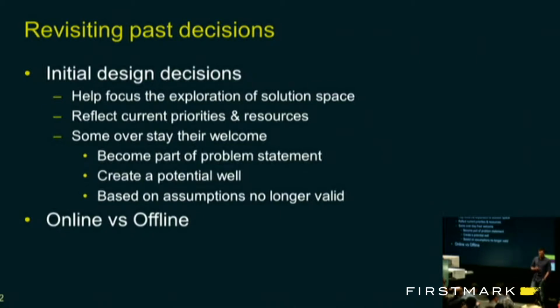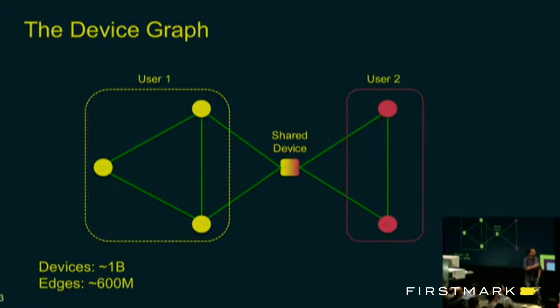We encountered this when we were dealing with our device graph. And here's probably my only visual of the entire talk. A device graph, you can think of it as a way of representing that connectivity that Dag was mentioning. A vertex will represent the device, and an edge between two vertices will represent our belief that, if it's an individual device graph, these two devices are owned by the same person, or if it's a household device graph, that they belong in the same household. In terms of scale, we're about 1 billion devices in the device graph and 600 million edges.